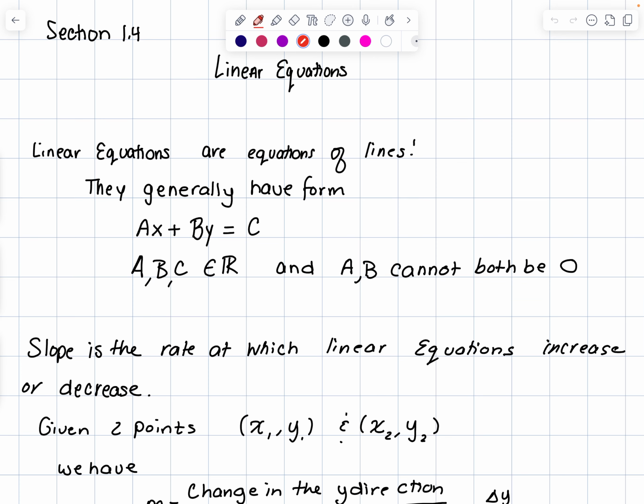Linear meaning a line. And linear generally refers to growing at the same rate. They're linearly increasing. You'll hear people say that kind of terminology, which is really just saying that it grows at a consistent rate. They generally have this form ax plus by equals c. A, b, and c here are what we call constants, aka really just numbers.